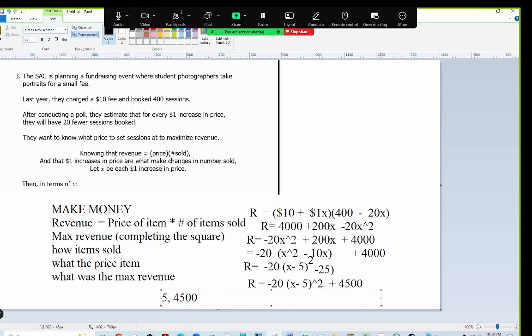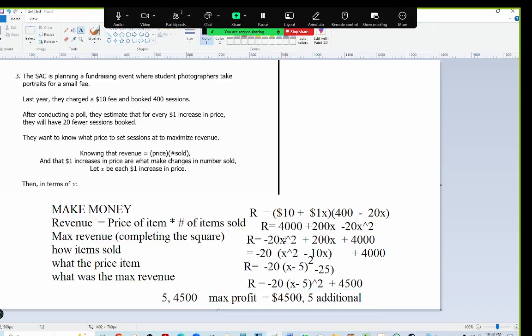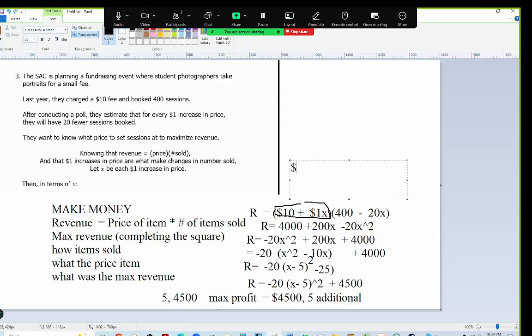What that tells me is the max profit, because this is R, is 4,500, and it's when we sell 5 additional units. The 5 is the price adjustment, because see here, it was 10 plus the dollar adjustment. So if we added 5 more dollars, what's the new price? Remember the initial price was 10. You have to go back here and say it's not 5, it's 15. So that means we sold at $15 a ticket.